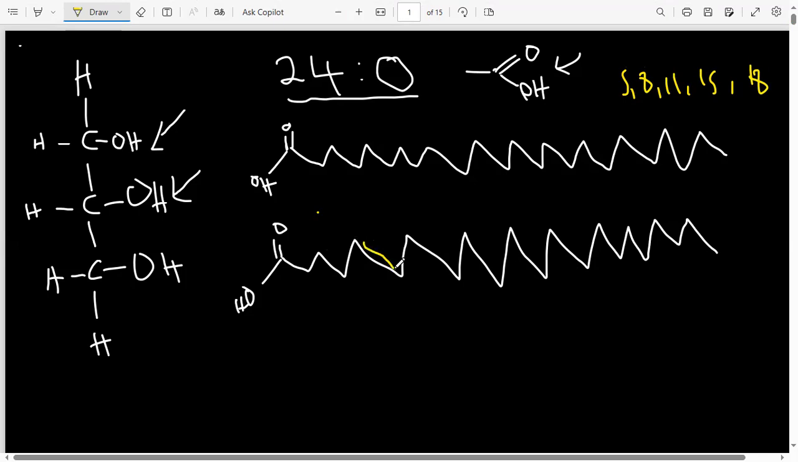So the first double bond will be here, carbon number 5. Then double bond, 6, 7, 8, another double bond. 9, 10, 11, another double bond. 12, 13, 14, 15, another double bond. 16, 17, 18, another double bond here. So those are the double bonds that I've indicated in yellow. Okay, so this second fatty acid is going to attach here.